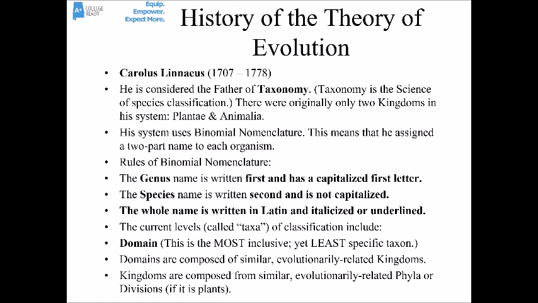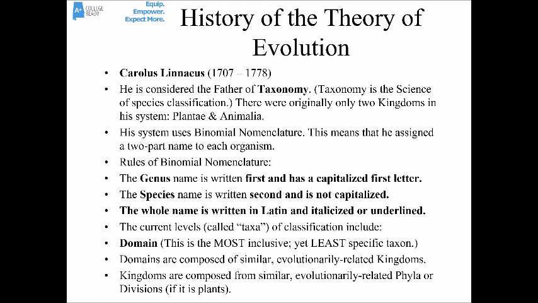Evolution. First of all, a little bit about the history of the theory of evolution. We'll start with Carolus Linnaeus. Carolus Linnaeus was the father of taxonomy. That's the science of classification. In his original system, he organized all of life into two kingdoms, the plant kingdom, or Plantae, and Animalia.